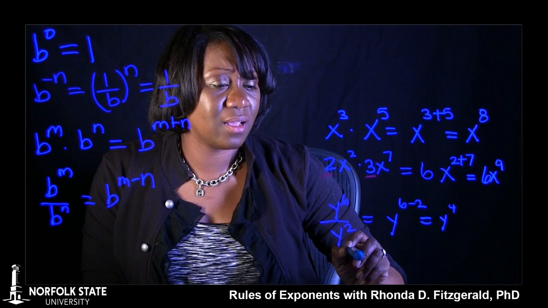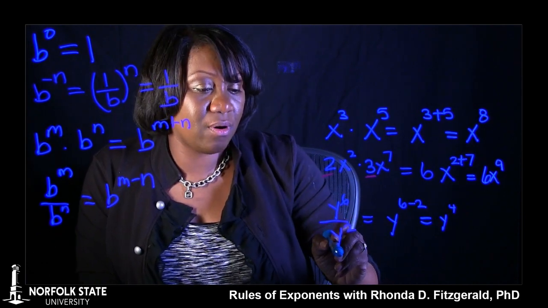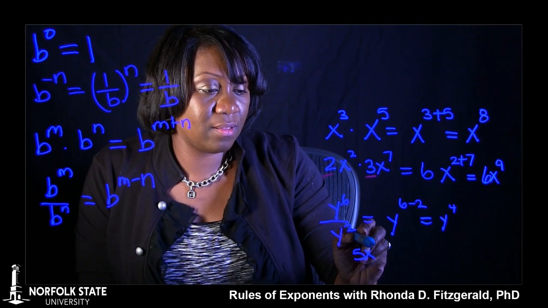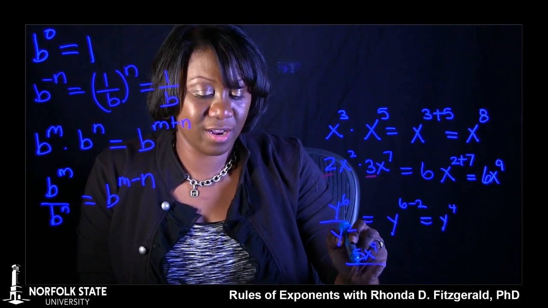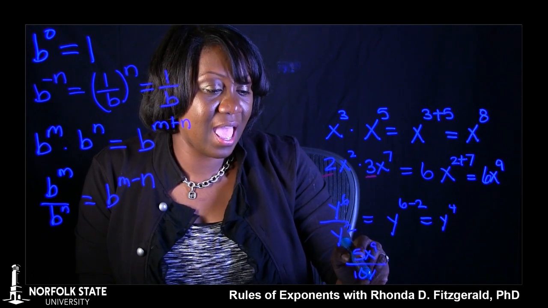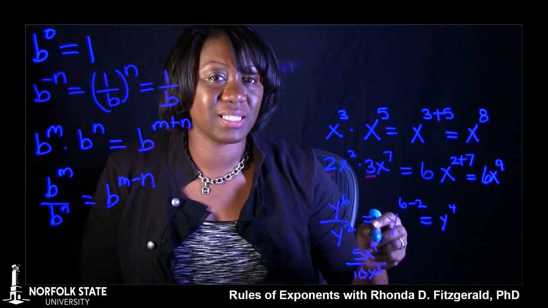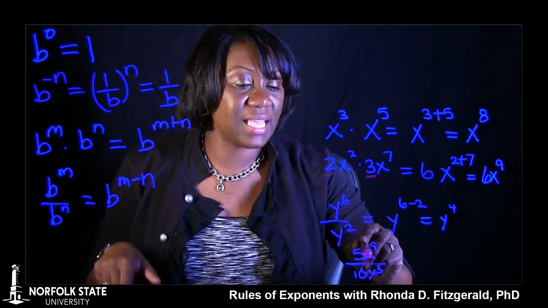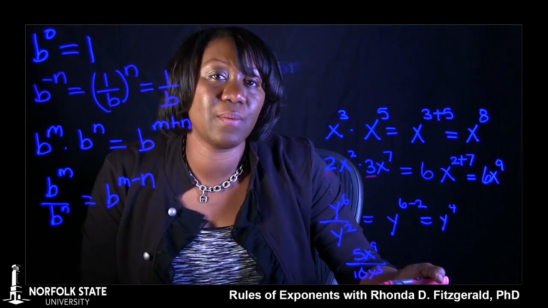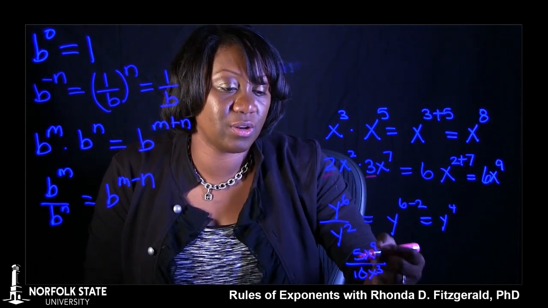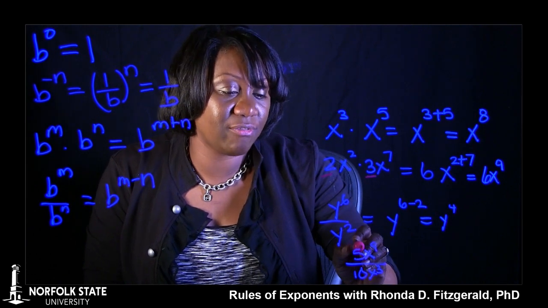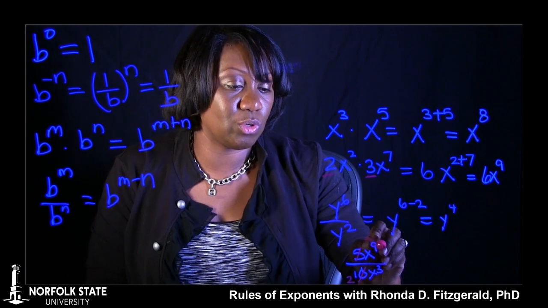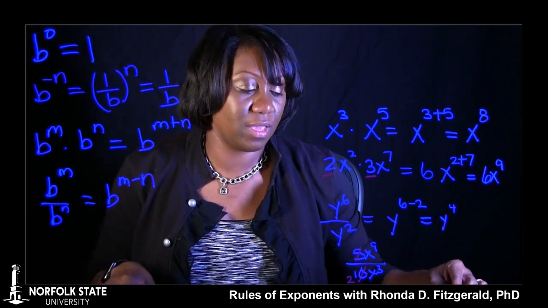What if we had, for example, 5x to the 9th power over 10x to the 3rd power? So what's going to happen here? I have 5x to the 9th power divided by 10x to the 3rd power. Here I want to simply reduce my fraction. Notice I have 5 over 10, and I can reduce that fraction; 5 goes into 10 two times. Then we can use the rules for the exponent. So let's see what we would have here.